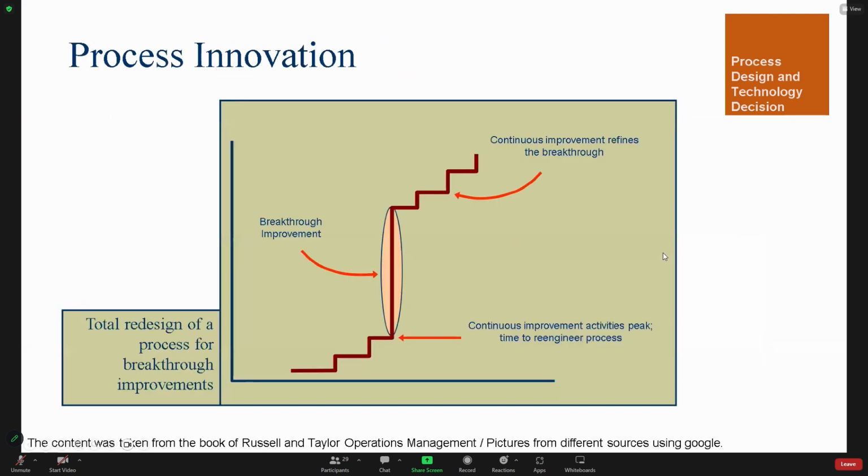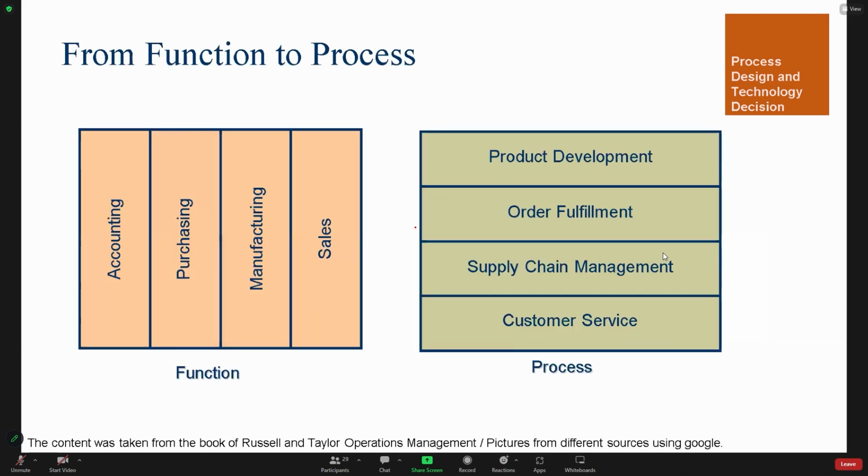Okay? So, what about innovations? If there is process innovation, when there is a high leap with regard to your process, changes, okay, your improvement in your process, that is what we call a breakthrough improvement. Always remember, when you have a process, okay, there is continuous improvement. Okay? Once you have a leap, that is a breakthrough, and then you continue improving. Okay? Because you want to refine the breakthrough. That's process innovation.